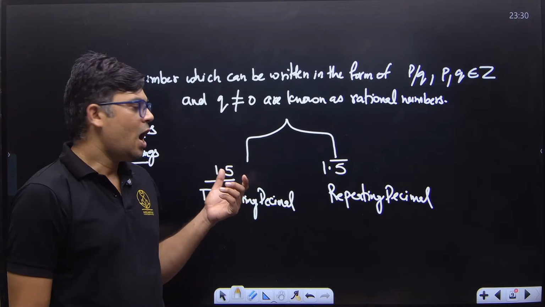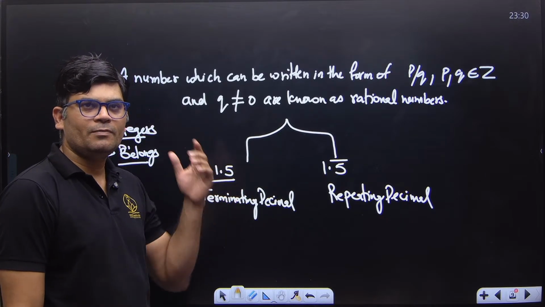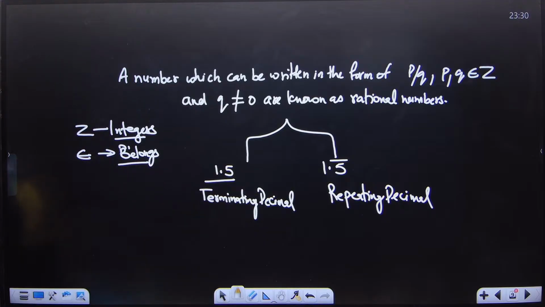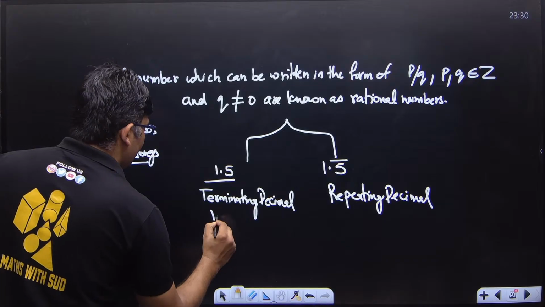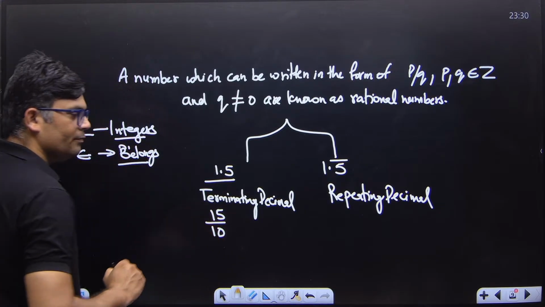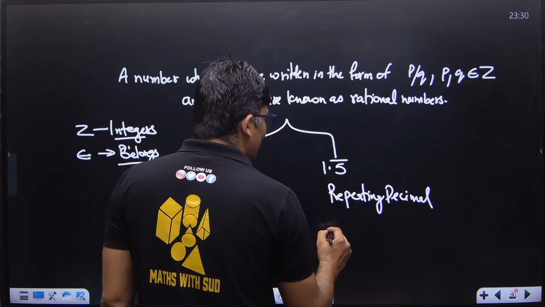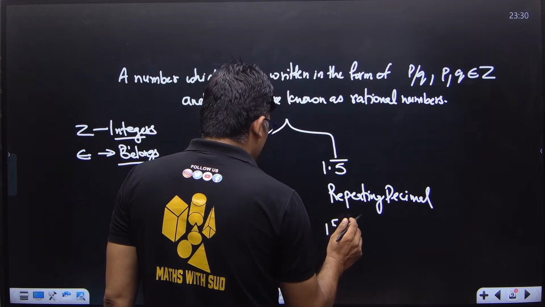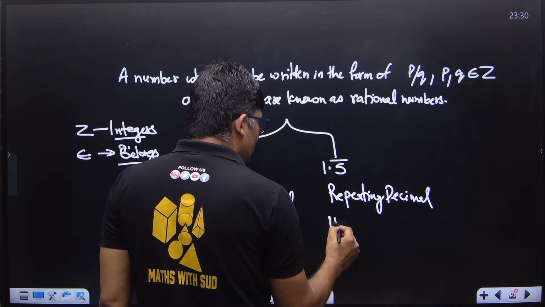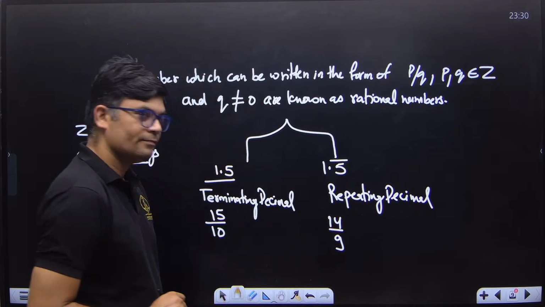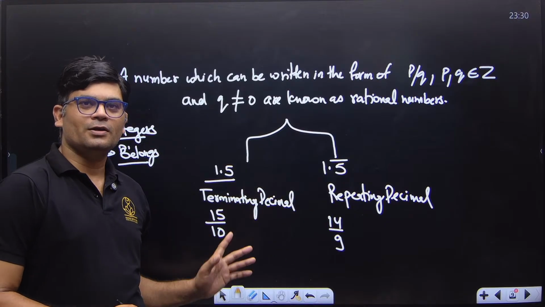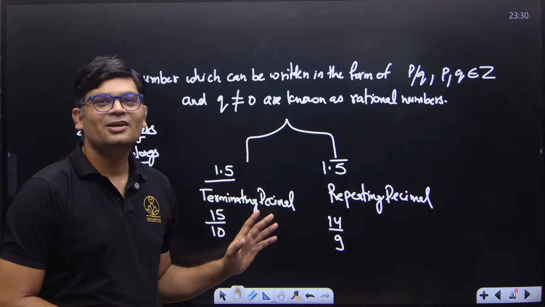How can you write this in rational form? Can you tell me how you will write 1.5 as a rational form? 1.5 in the rational form would be 15 by 10. And what will be the rational form of 1.5 bar? It will be 14 by 9. You just reduce the numerator and the denominator by 1, and you will get the rational form.